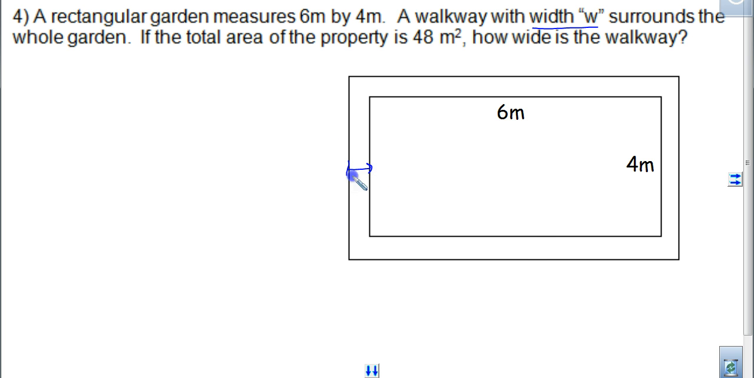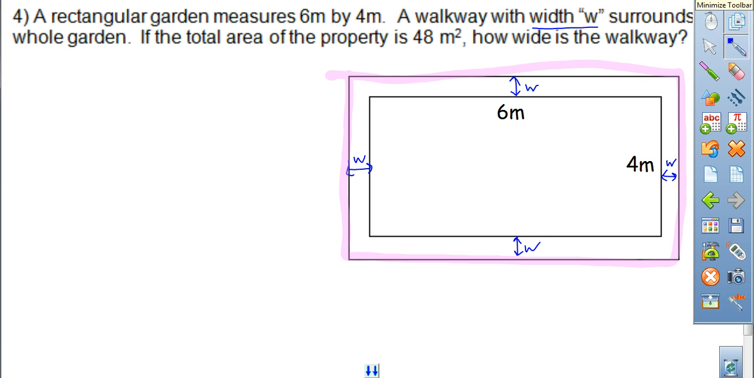So this width right here would be w, this would be w, and so on. We can also call this a uniform width. What uniform means is that it's the same everywhere. So if you have a school uniform, everyone's wearing the same thing. Uniform width is the width is the same all the way around. Now, the total area of the property is 48 meters squared. So the entire property is actually this entire distance right here. Okay, and obviously area is the inside. We want to know how wide the walkway would have to be to achieve that.